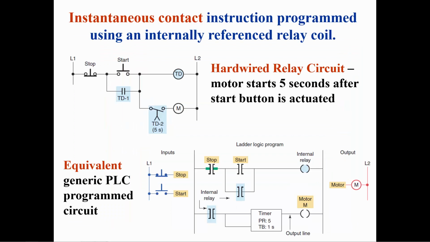The top ladder diagram shows a hardwired electromechanical timer that will start a motor 5 seconds after the start push button is pushed. The bottom ladder diagram is for a generic PLC. When the start button is pushed, the internal relay will latch around the start contact and the timer will start timing. The output of the timer functions like the normally open time-close contact in the hardwired circuit.